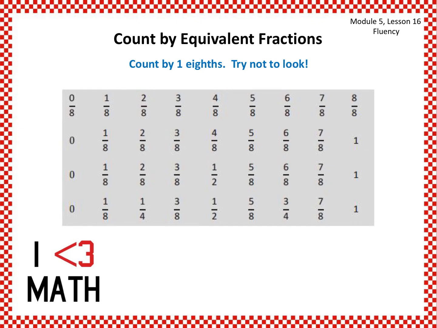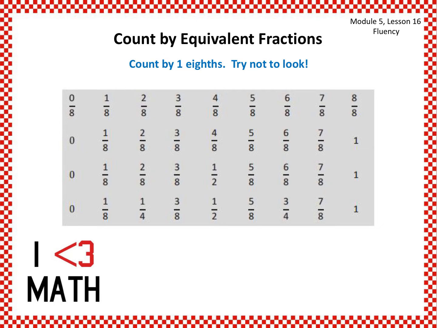This is Fluency, Module 5, Lesson 16, and we're going to start off by counting by equivalent fractions. And we've done a little bit of this, so pay attention. Try not to look if you can avoid it. For sure, we should be able to do that first row where we're counting only by eighths. So we're going to start with 0/8 and move along the row.